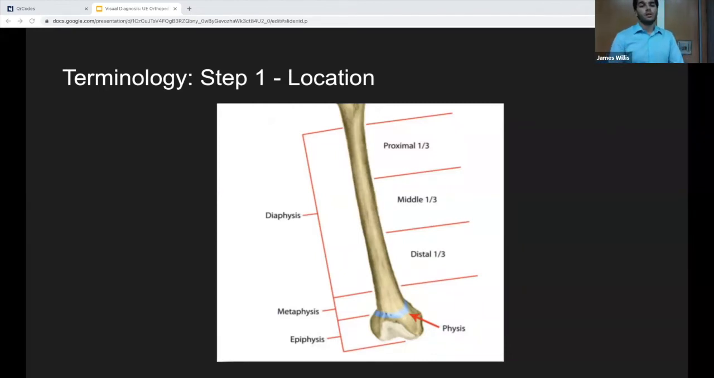So step 1 is location. Where is the fracture located? Is it in the diaphysis, broken into proximal, medial, and distal? Is it in the metaphysis, which is the next section of a long bone, or is it in the epiphysis? There is a debate in the orthopedic community that once you reach adulthood and you lose the growth plate, they consider everything below just metaphysis and there's no more epiphysis. But since there's debate, describe it as you like.